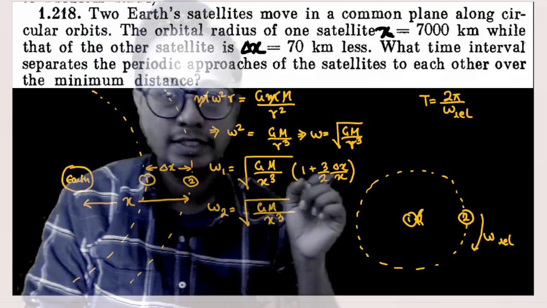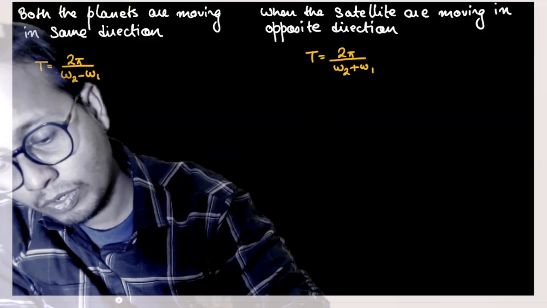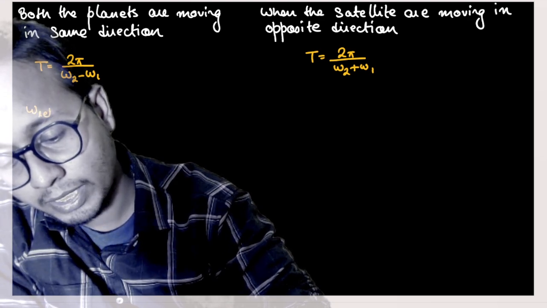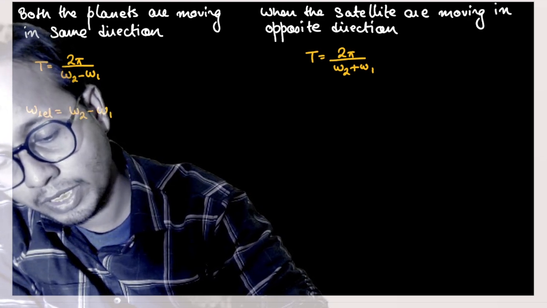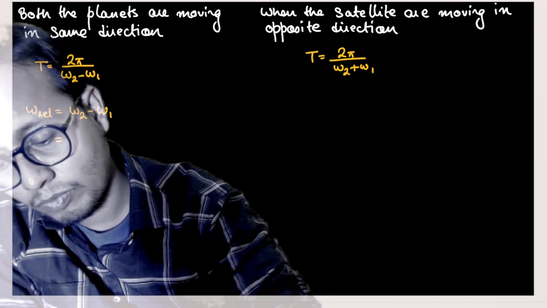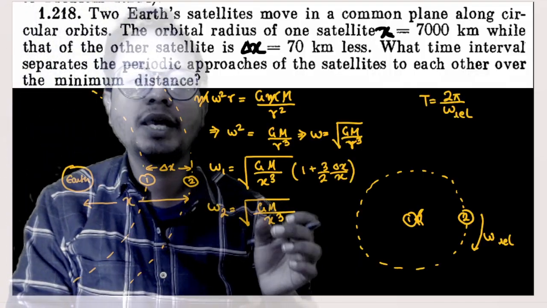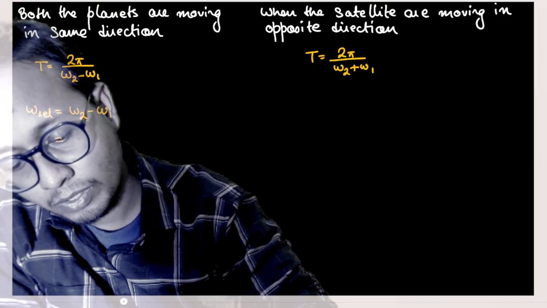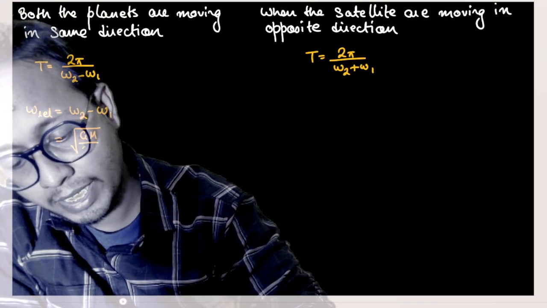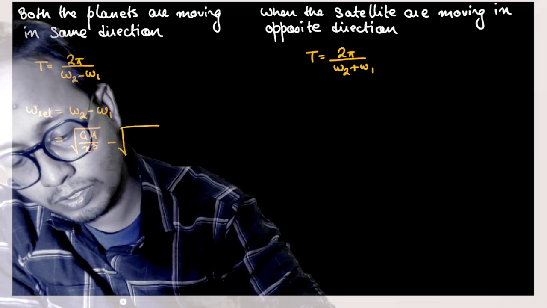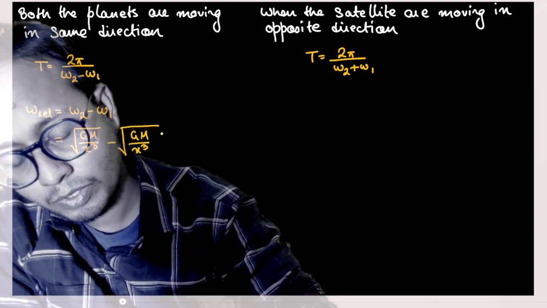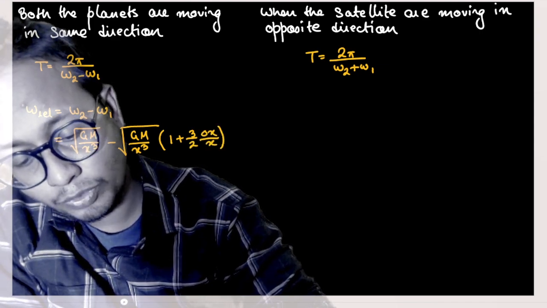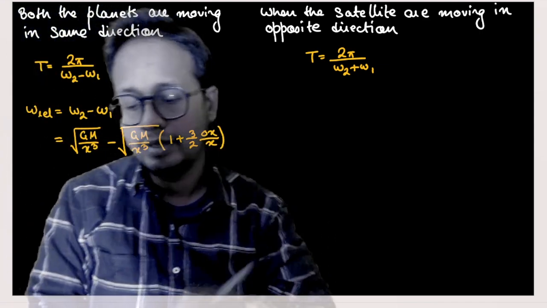Omega 2 is nothing but GM by x cube. Now what is omega relative, or omega 2 minus omega 1, when both are moving in the same direction? Omega relative is equal to omega 2 minus omega 1, which is nothing but under root of GM by x cube minus under root of GM by x cube into 1 plus 3 by 2 delta x by x. Now this portion will come as negative. Do you know why?